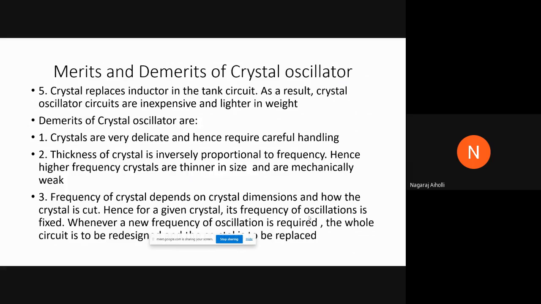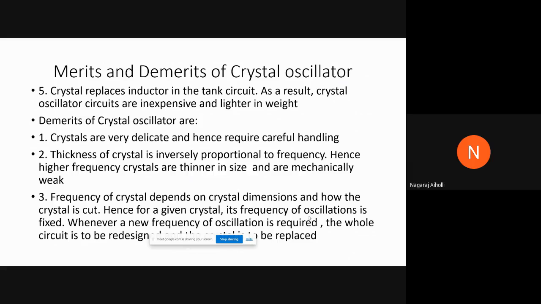Coming to the disadvantages, or demerits, of the crystal oscillator: crystals are delicate and hence require careful handling. We know that the resonant frequency of the crystal is inversely proportional to its thickness. As the thickness increases, frequency decreases. So if you want high frequency, the thickness of the crystal should be very small, which makes the crystal mechanically weak. When we require high frequency, the crystal becomes very thin, and hence mechanically weak.